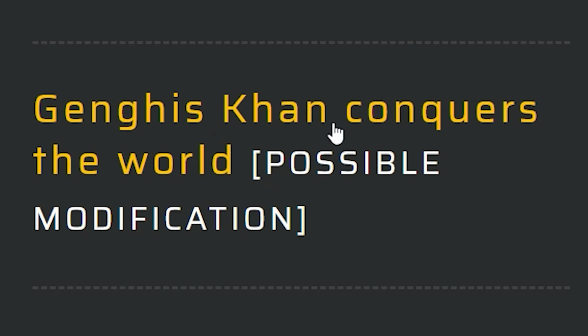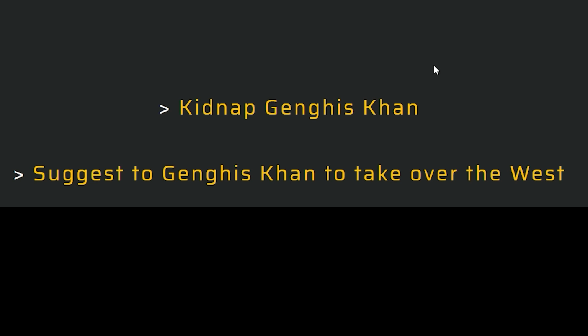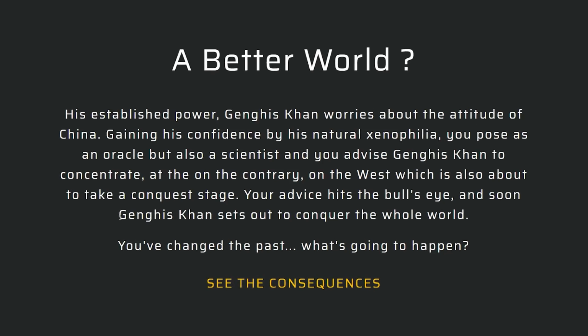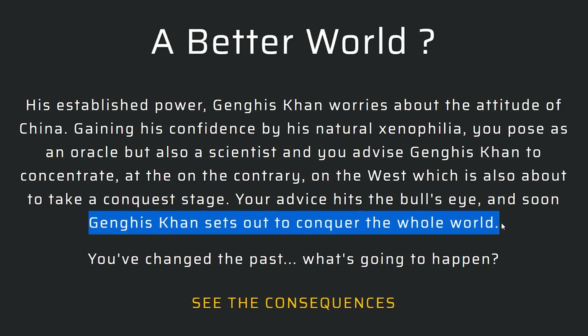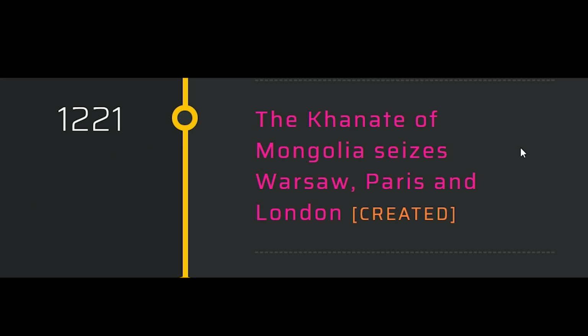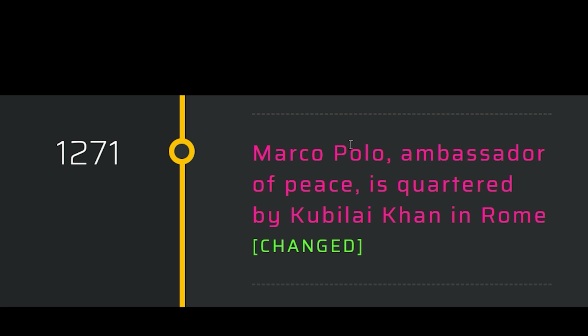Genghis Khan conquers the world. So we can either kidnap Genghis or suggest to Genghis to take over the West. I guess let's just make this world even more chaotic. Let's have him conquer all the West. Okay, so Genghis Khan is now setting out to conquer the entire world. So Mongolia has sieged Warsaw, Paris, and London in 1221. Marco Polo, ambassador of peace, is quartered by Khan in Rome. What does that even mean? I don't understand what that means.